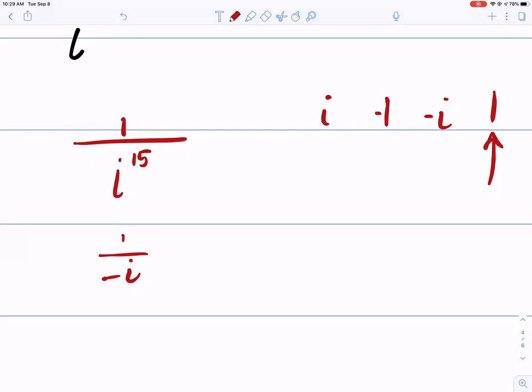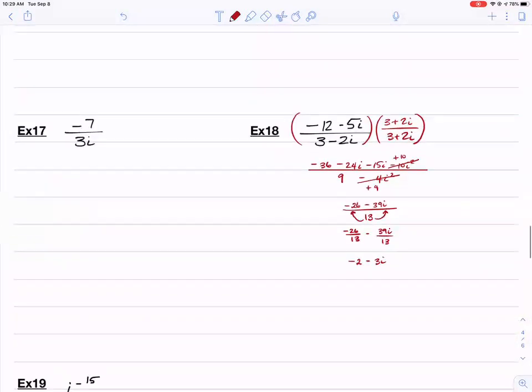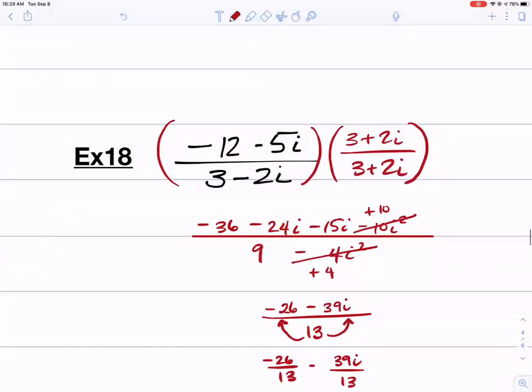Great. The problem is a simplified fraction requires no i's on bottom. A simplified fraction requires no i's on bottom. That was the whole problem with example 18. There were i's on bottom. That means it's not simplified.